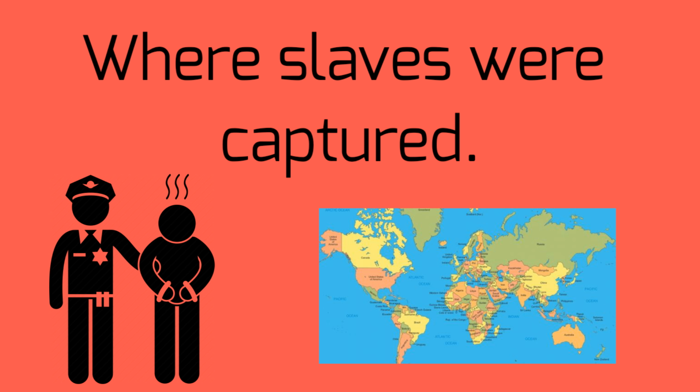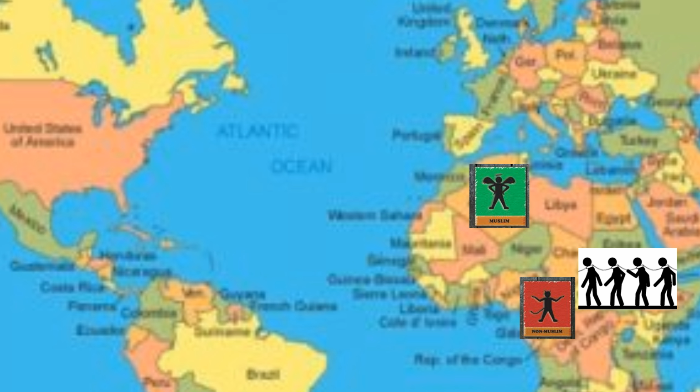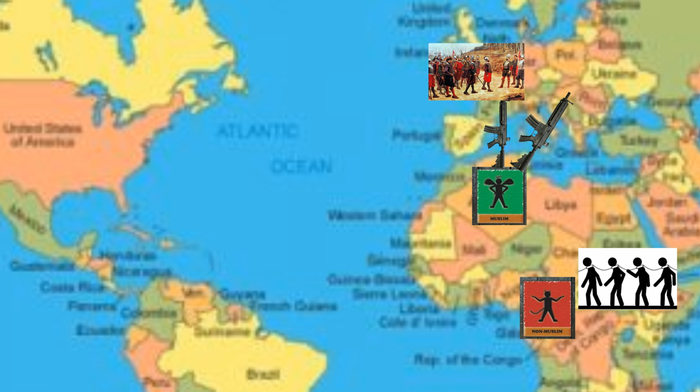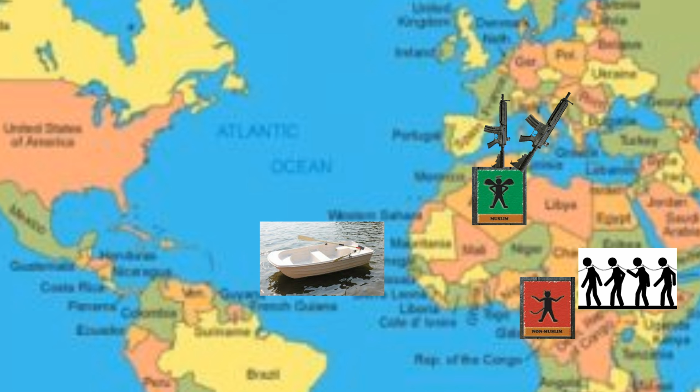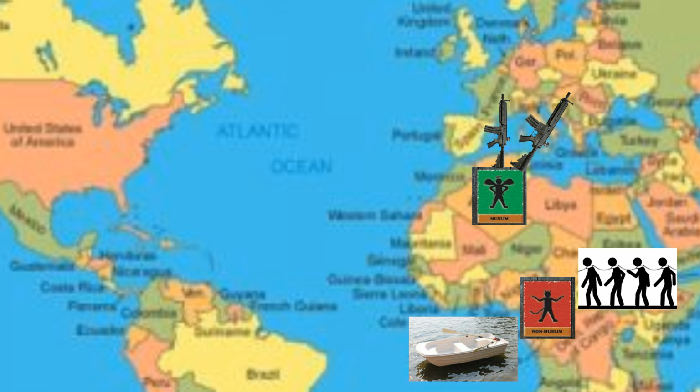We will now be discussing the areas in which slaves were taken. Primarily, slaves were taken from the southwestern areas of Africa that were non-Muslim. The northern areas of Africa were Muslim, and they were at war with Spain and Europe. So when the Spaniards and the Europeans would come to capture their slaves, they would travel by boat past the northern areas of Africa to the southwest, where the Africans were non-Muslim.